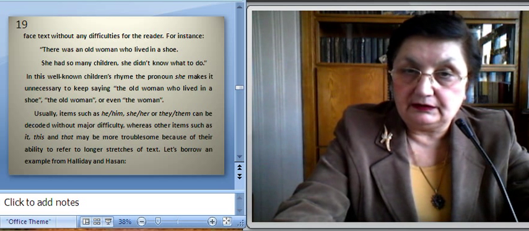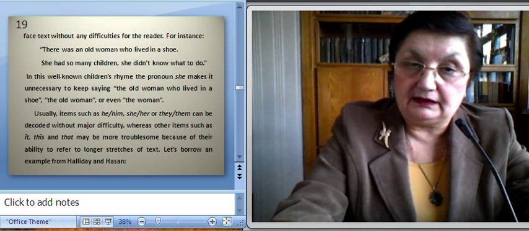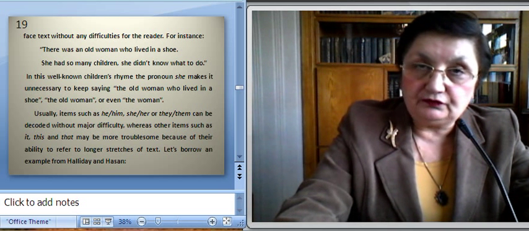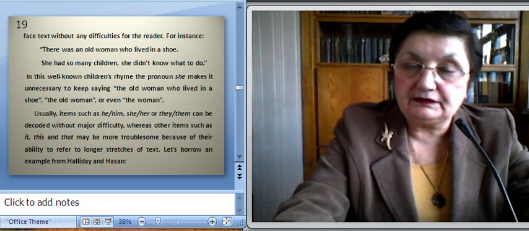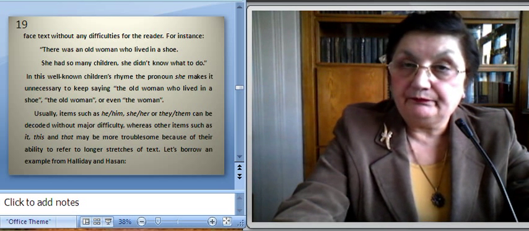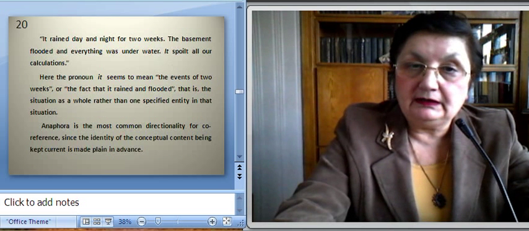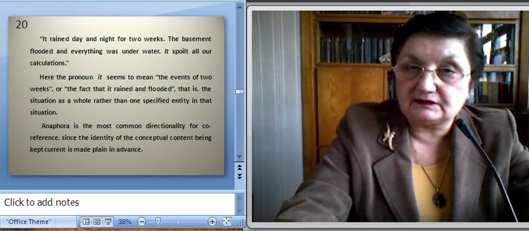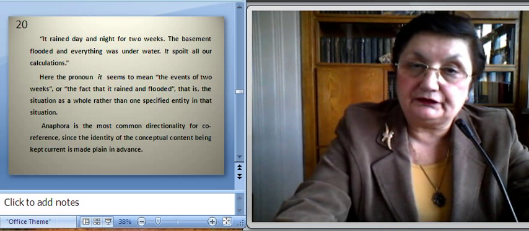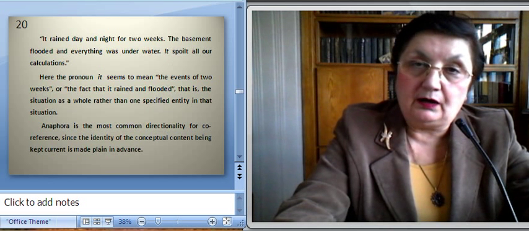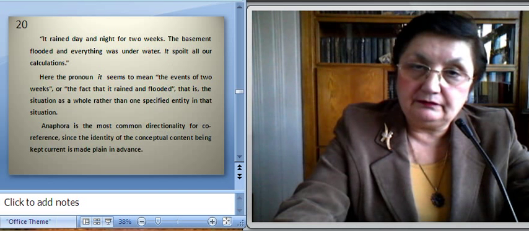Let's borrow an example from Halliday and Hasan. It rained day and night for 2 weeks. The basement flooded and everything was underwater. It spoiled all our calculations. Here, the pronoun it seems to mean the events of the 2 weeks or the fact that it rained and flooded. That is, the situation as a whole rather than one specified entity in that situation.